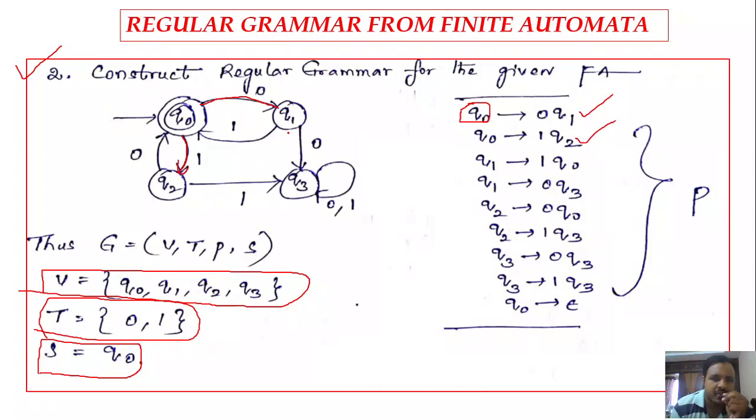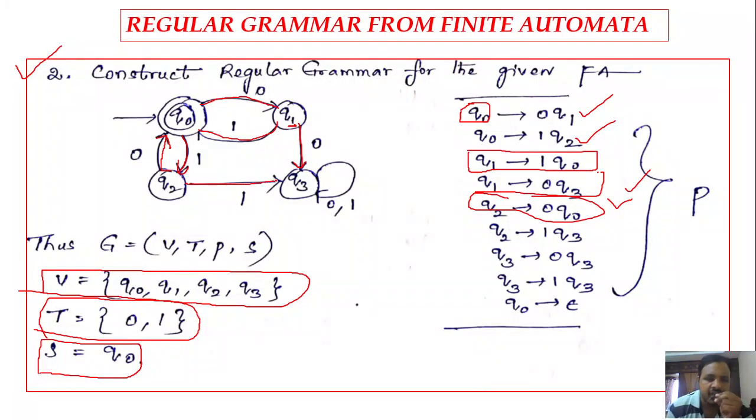Okay. Next, go to the state Q1. Q1 on 1 goes to Q0. So Q1 denotes 1Q0. Okay. Next, Q1 on 0 goes to Q3. So Q1 denotes 0Q3. Next, Q2. Q2 on 0 goes to Q0. So write down Q2 denotes 0Q0. Okay. Next, Q2 on 1 goes to Q3. So write down Q2 denotes 1Q3.